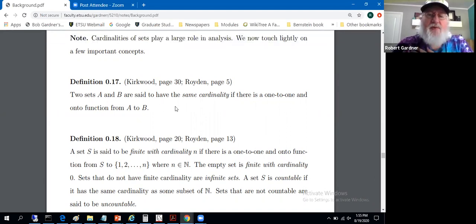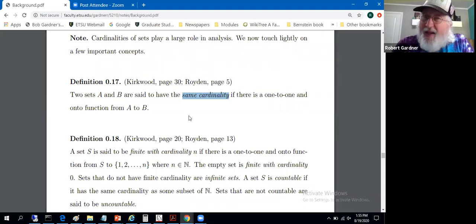Two sets A and B are said to have the same cardinality if there's a one-to-one and onto function from set A to set B. So a study of cardinality is really a study of one-to-one and onto functions. Same cardinality means there's a one-to-one and onto function from set A to set B. This might be called a one-to-one correspondence. I can put the elements of A in a one-to-one correspondence with the elements of B. That is, by definition, saying those sets are the same size.